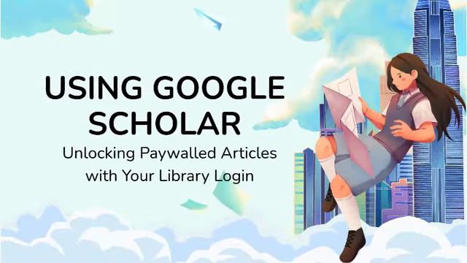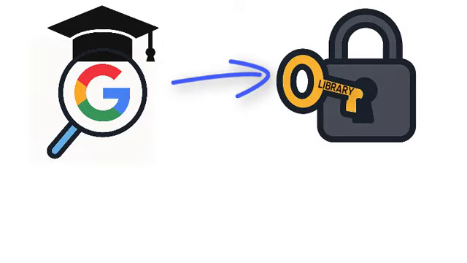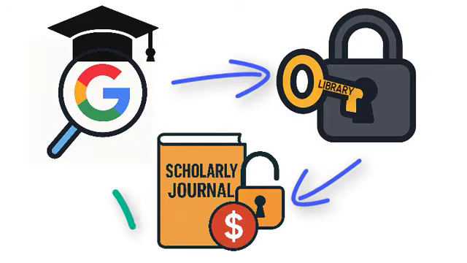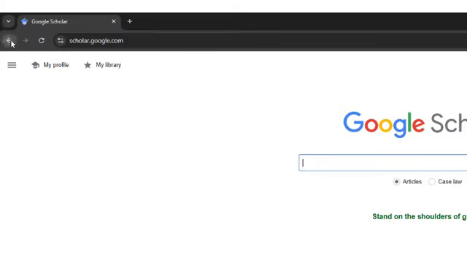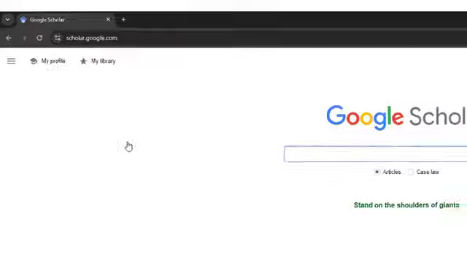Welcome to Using Google Scholar: Unlocking Paywalled Articles with your library login. In this tutorial, you'll learn how to combine the powerful search capabilities of Google Scholar with your library access to more efficiently find academic sources. To get started, go to scholar.google.com or just search for Google Scholar and click the first result.